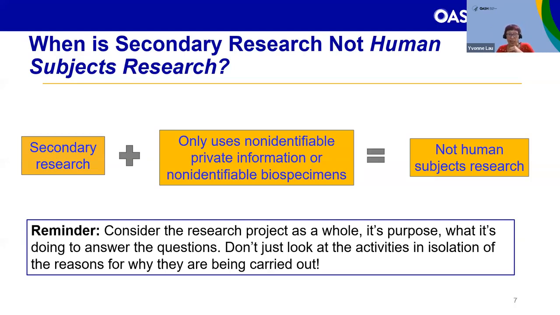Here's a reminder for you. When you're thinking about making a determination as to whether a research project submitted by a researcher is secondary research and not human subjects research, think of the research project as a whole, right? Consider the purpose, why the researcher is doing this, what they are doing, the whole thing. Do not just look at one activity and then make a determination.